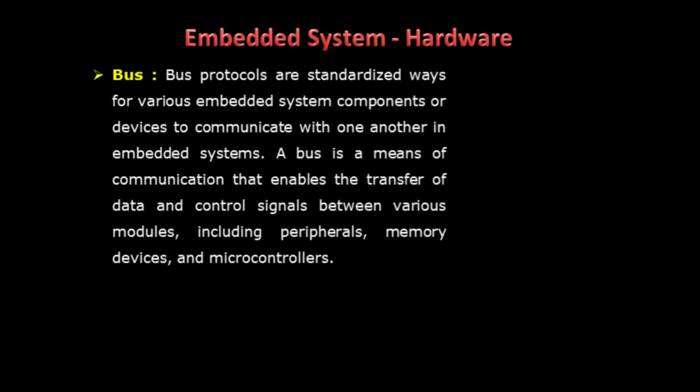The last and most important component of our embedded system is the bus. What is meant by bus? A bus is a collection of wires that enables communication between the components of our embedded system. Hardware components communicate with each other with the help of the bus. The bus enables the transfer of data and control signals between various modules like peripherals, memory devices and microcontrollers. That's all about the hardware components of the embedded system.